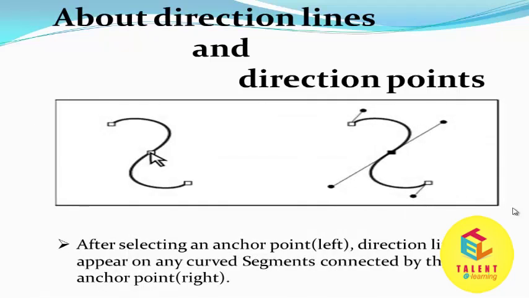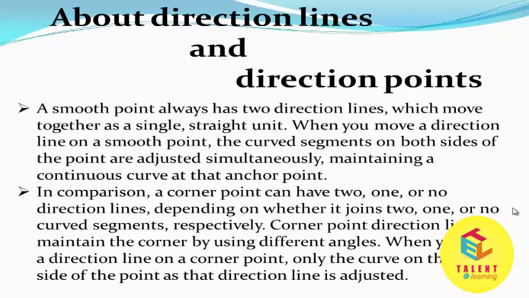This is the example of direction lines and direction points. After selecting an anchor point, direction lines appear on any curved segments connected by the anchor point. A smooth point always has two direction lines, which move together as a single straight unit. When you move a direction line on a smooth point, the curved segments on both sides of the point are adjusted simultaneously, maintaining a continuous curve at that anchor point.